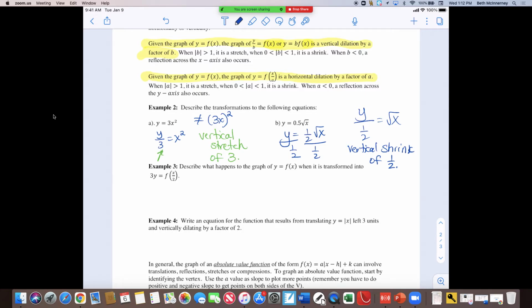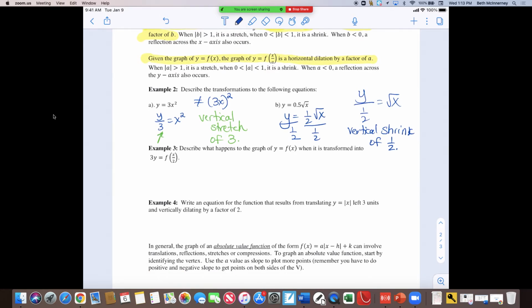So this part's confusing about the fractions, okay? So for now, stay with me, write it down, and we'll iron it out. It'll be okay. We'll get it. So let's look at example 3.